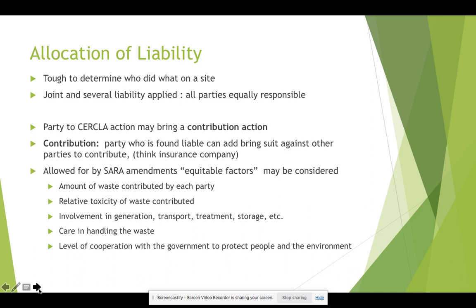Okay, so that's a contribution action, and these contribution actions were first allowed under SARA, and again, you can have these equitable factors, right? So it's not just like you're all liable for all of it. You can think about how much was contributed, how bad was the waste you contributed, your general care, and how good you were about cooperating with the government.